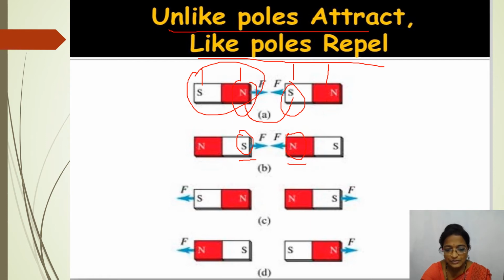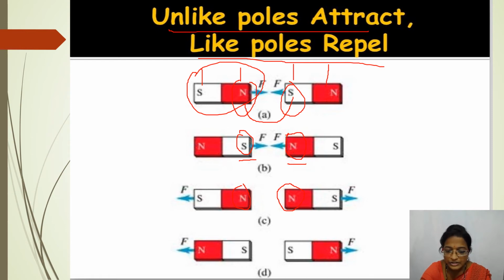Okay, so come to this. Here is north, and here also north. So these two are like poles, they are the same, north and north. When we take two like poles, do they attract? No, they repel each other, because like poles always repel each other, isn't it?